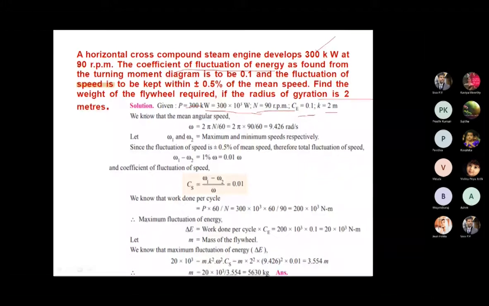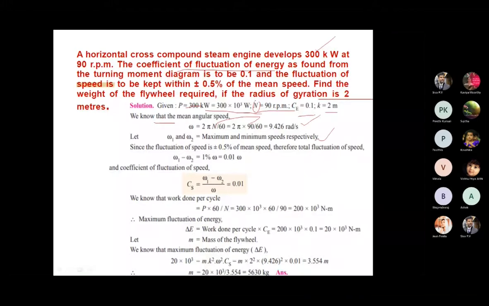Now we know the mean angular speed omega, from the N value given. By using the N value, omega equal to 2 pi N divided by 60, which is 2 pi into 90 divided by 60, equal to 9.426 radian per second. Where omega 1 and omega 2 are the maximum and minimum speed respectively.